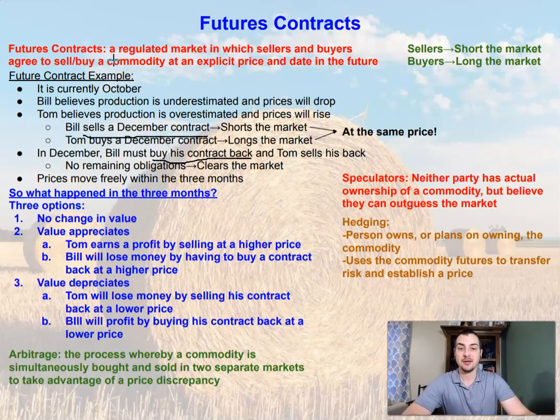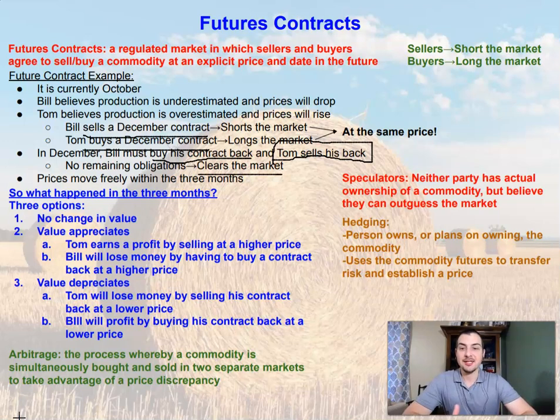Well, Tom does the same thing, only Tom actually sells his commodity back. So Tom agreed to buy this commodity in December back in October. Now it's December, he sells it. So they've already bought and sold it. And guess what? There's no remaining obligations. The market is actually cleared. But that whole time, the prices were free to move. The prices could move up and they could move down.